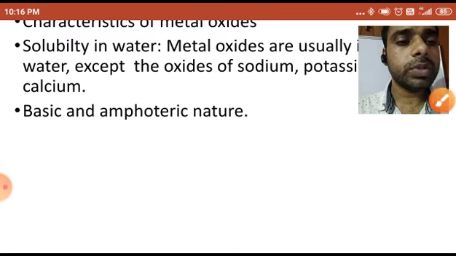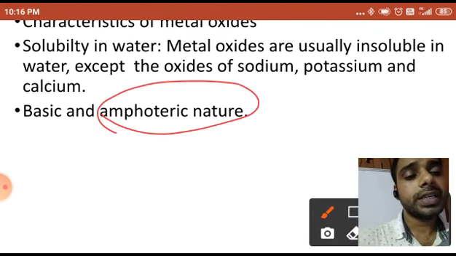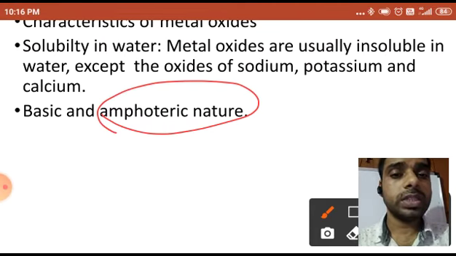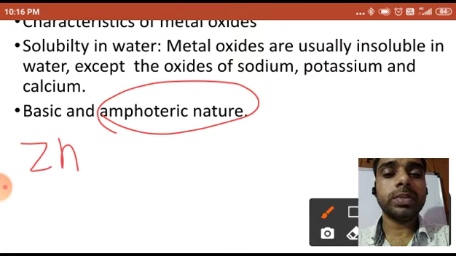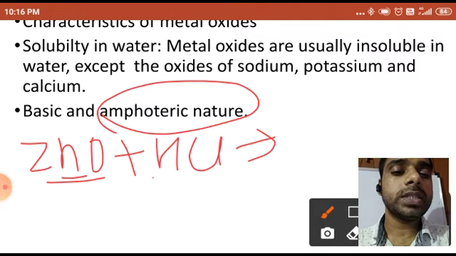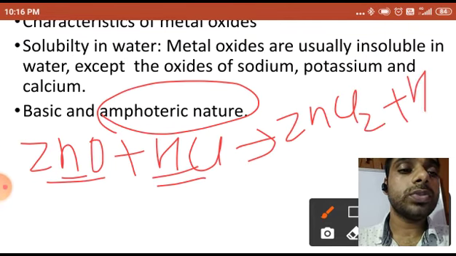Let's see, what is the meaning of amphoteric? Amphoteric is a property of some oxides that they can react with both acids and bases. Have you seen this one? I am giving you one example. ZnO plus HCl. This ZnO is a metal oxide. As you know, this one is basic plus acid. What will it form? ZnCl2 plus H2O.